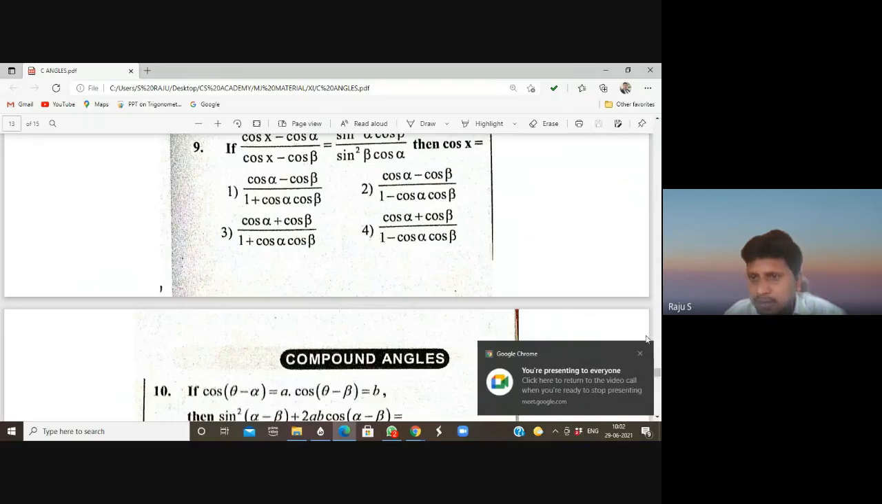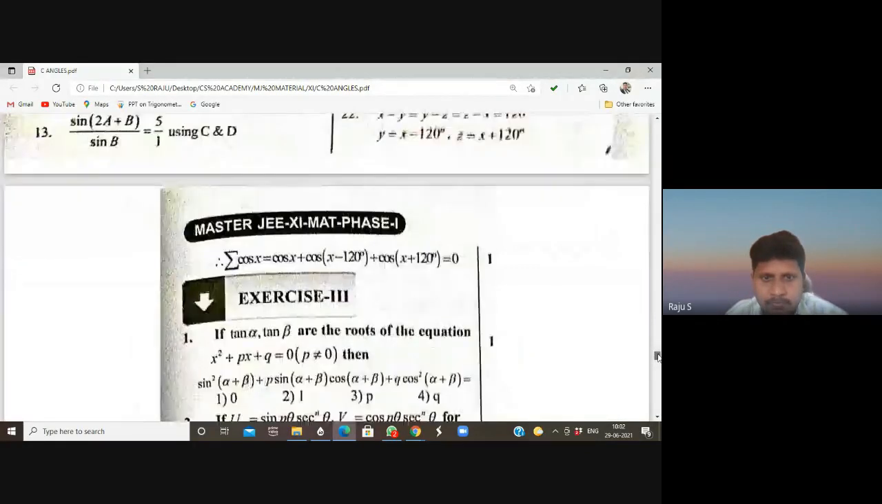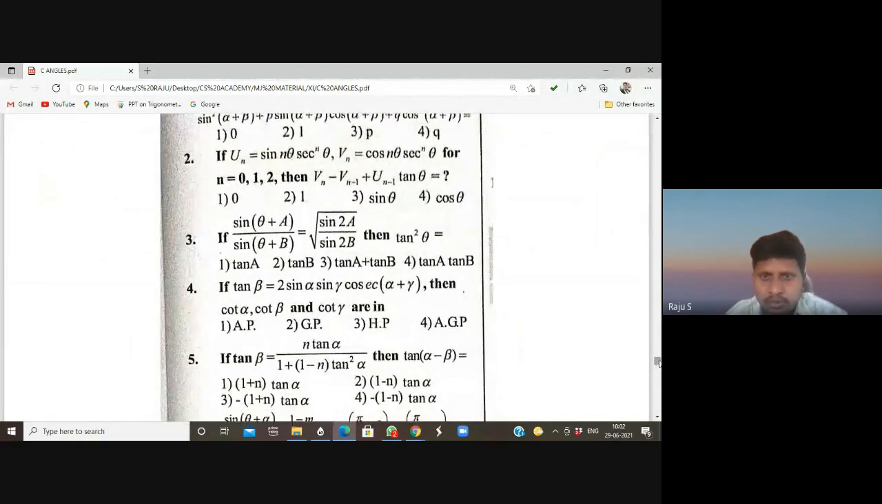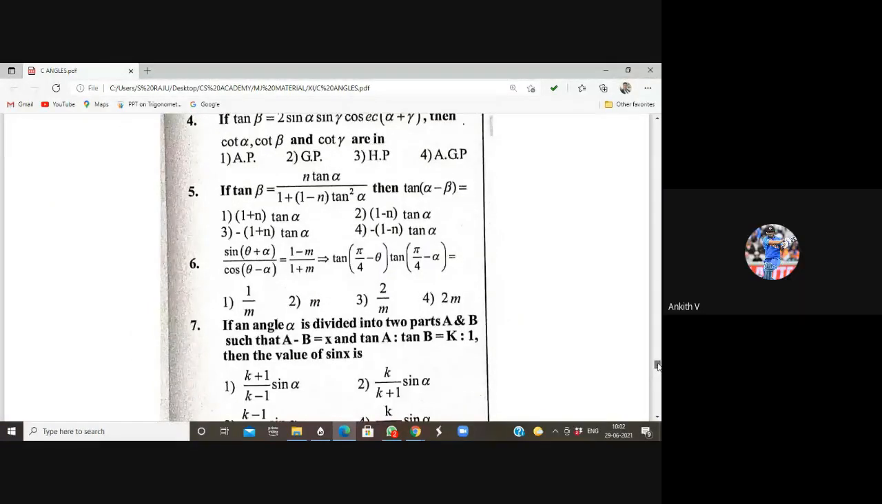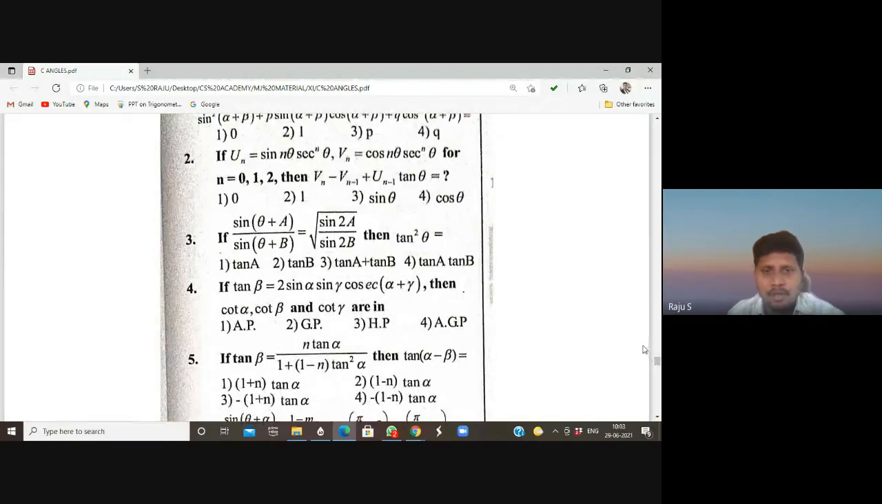We completed in the previous class. Exercise 3. Yes, students. The third sum is half done, sir. We have done half of the problem, right? Third sum. Okay, then you can try to do that.